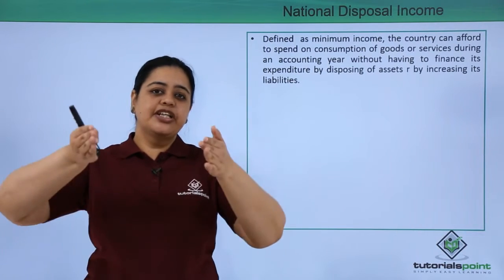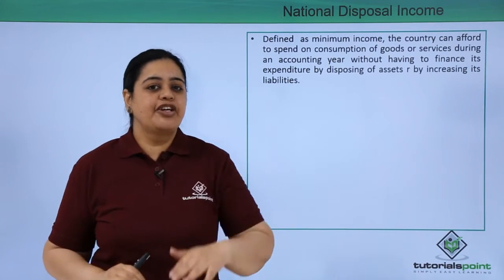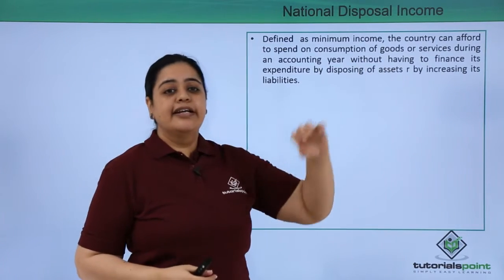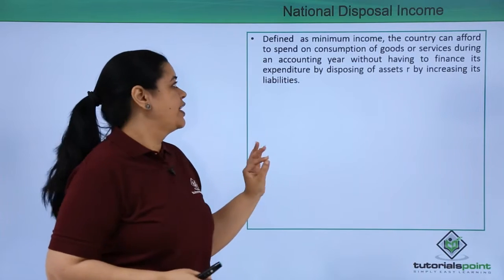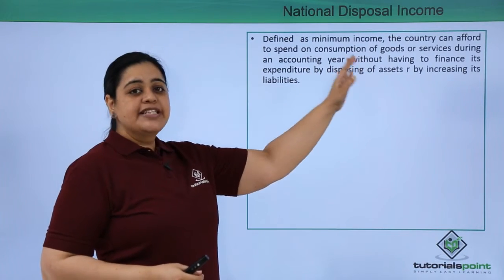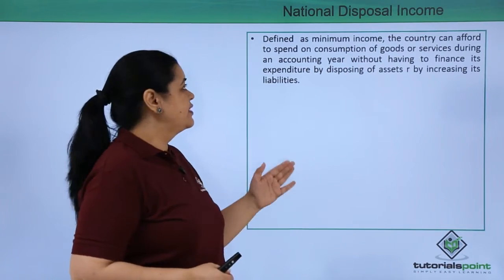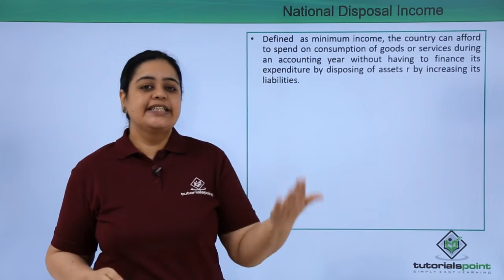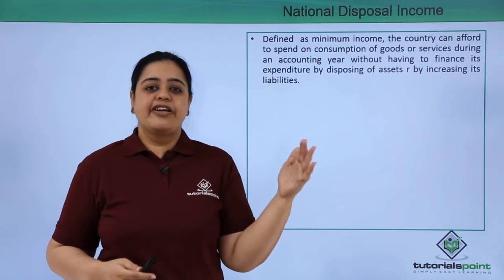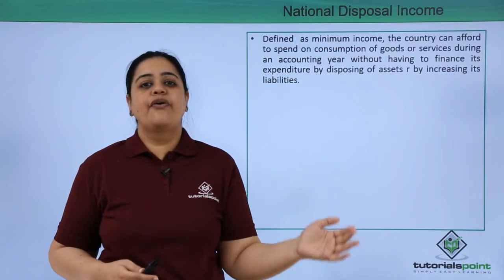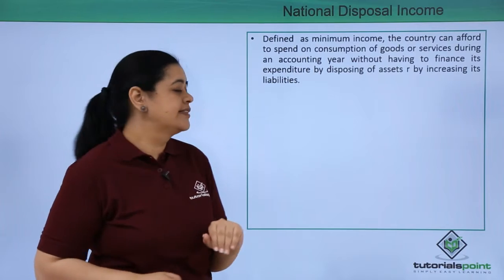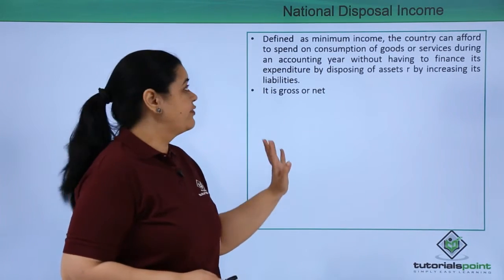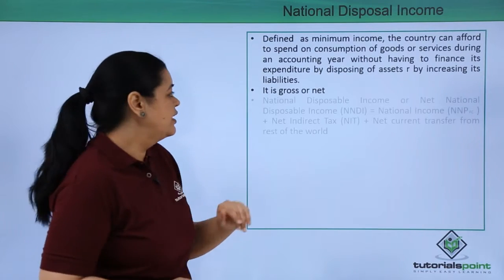Now let's come to the country. When I'm talking about a country, what is happening on an overall basis? When a country can afford a certain minimum income, which can be spent on the consumption of goods and services in a particular accounting year without having to increase the liabilities or dispose of the assets. Now it can be gross, it can be net, when we are talking about national disposable income.